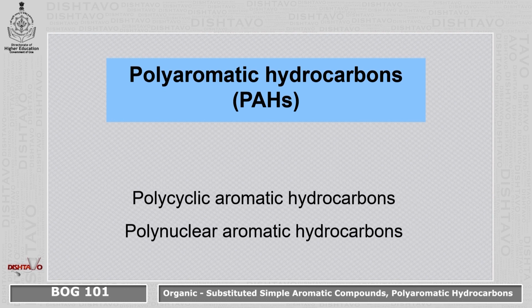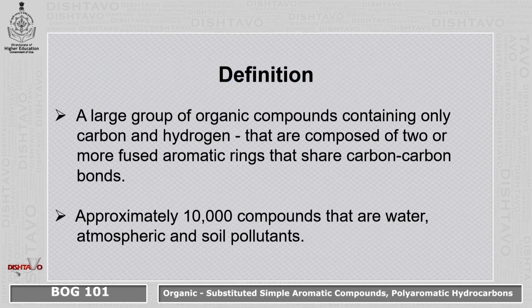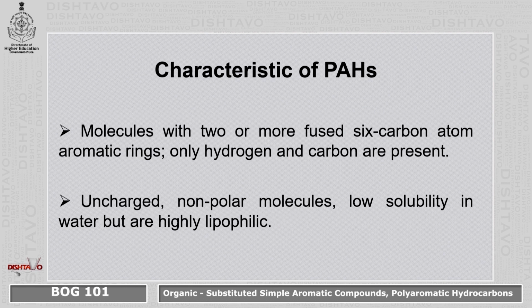We'll go to the second part, which is polyaromatic hydrocarbons, commonly called PAHs, also known by other names like polycyclic aromatic hydrocarbons and polynuclear aromatic hydrocarbons. Now, what are these? Let us define them. They are a large group of organic compounds containing only carbon and hydrogen that are composed of two or more fused aromatic rings that share carbon-carbon bonds. Approximately 10,000 compounds are known that are water, atmospheric, and soil pollutants.